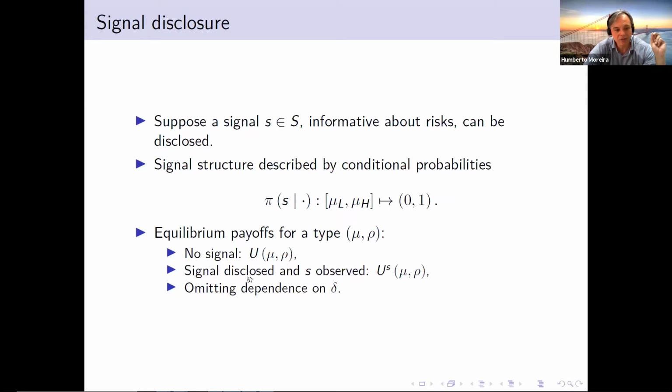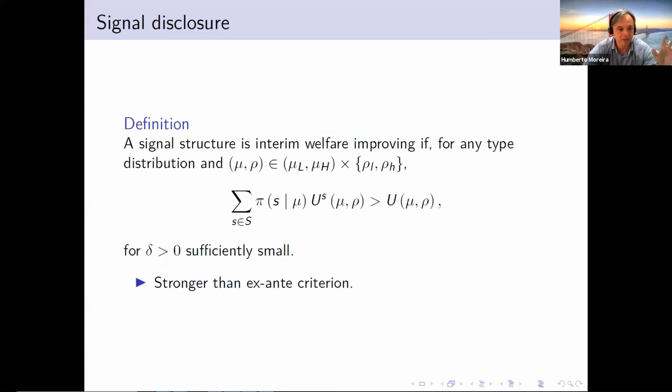And when you have the signal disclosure and S is observed, you're going to denote U with superindex S to represent the utility given this exposed signal revelation, right? So this is the difference. We're going to omit the delta in the notation, not to make it very heavy.